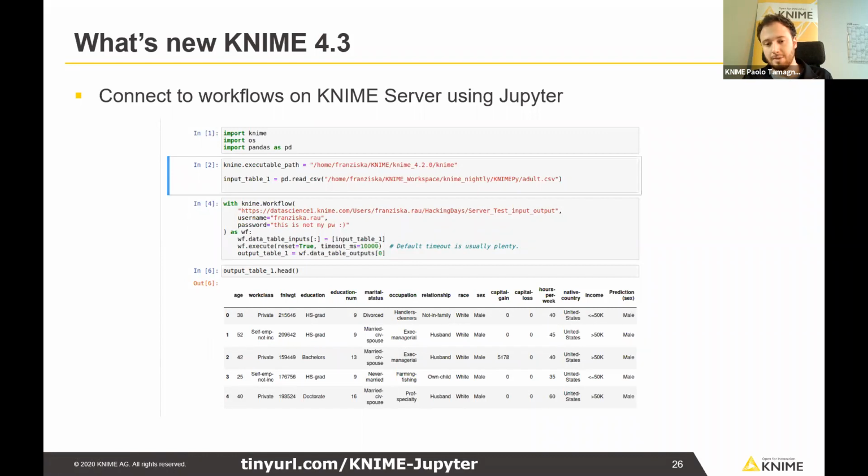What does this mean? It means that a coworker anywhere can deploy the workflow on KNIME Server, and then you can anywhere else just connect to the server and execute it. And I think this is a really nice way for someone to deploy easily a workflow, and any other data scientist with Python, for example, being able to call it this way.